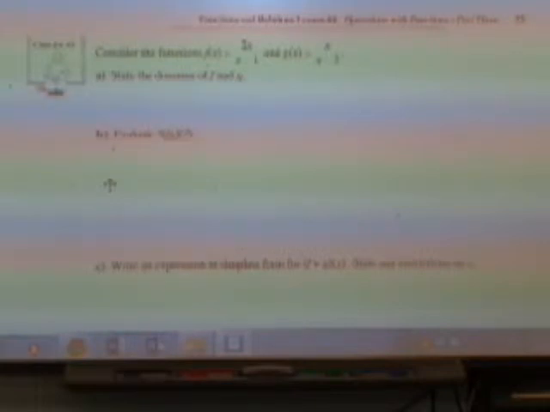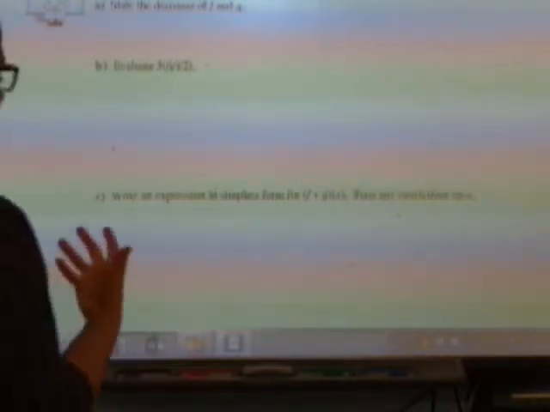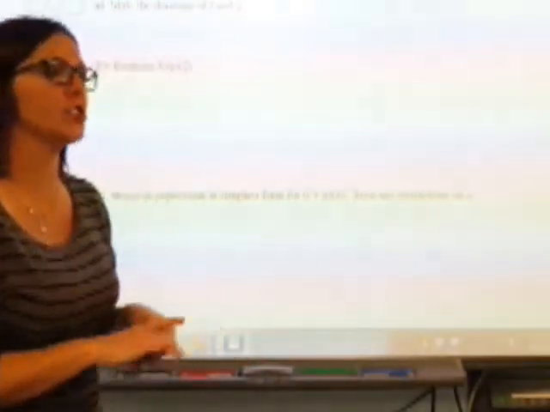So last class we were looking at operations with functions, and we were looking at the product and at the quotient. So this class we're going to finish looking at the quotient of two functions. So it says, consider the functions f of x equals 2x over x minus 1, and g of x equals x over x minus 3. So if we state the domains of f and g.